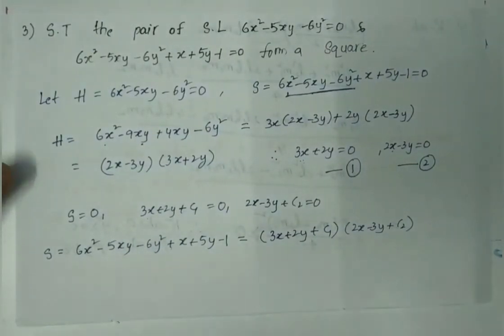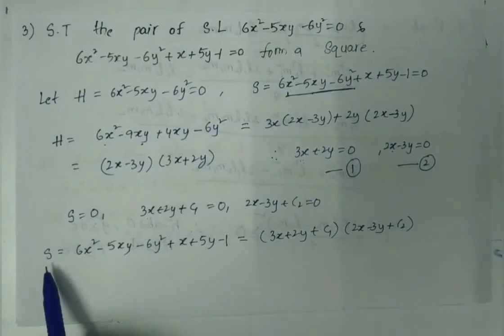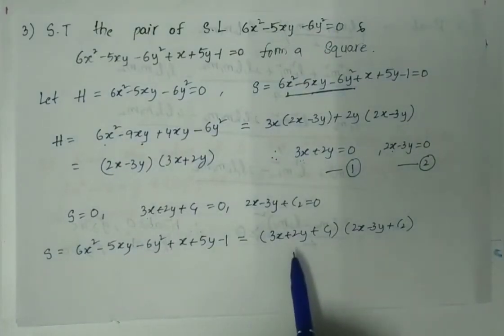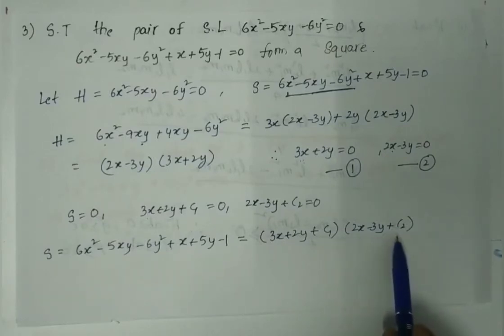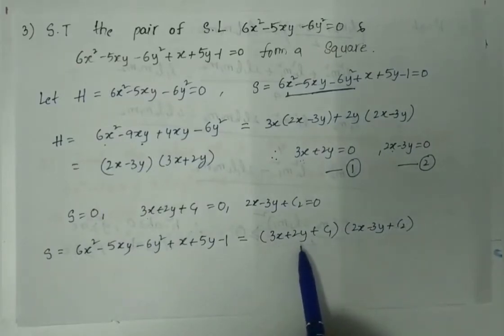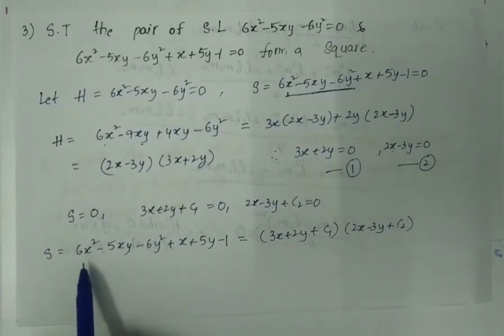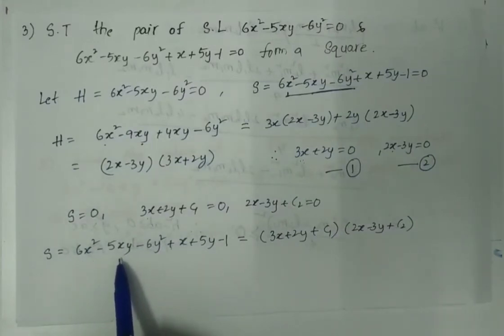So we just have to consider that the equation S is equal to 0 represents two lines which are 3x plus 2y plus c1 and 2x minus 3y plus c2, because 3x plus 2y and 2x minus 3y represent the pair of lines represented by the equation 6x square minus 5xy minus 6y square.